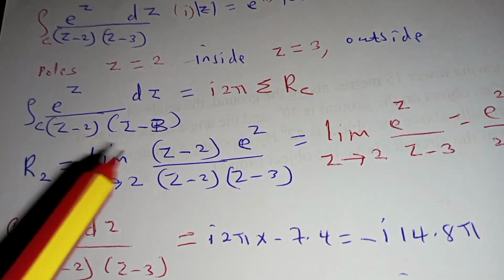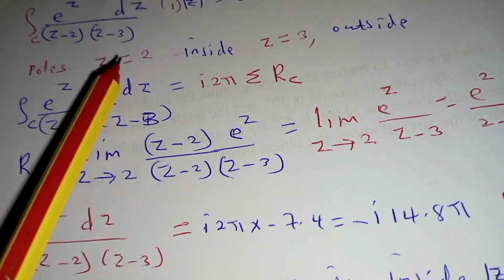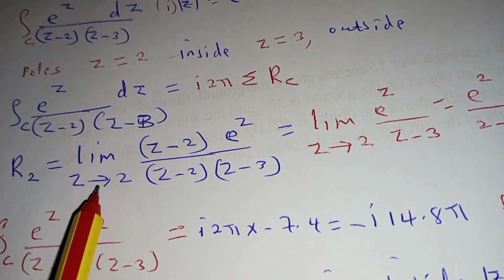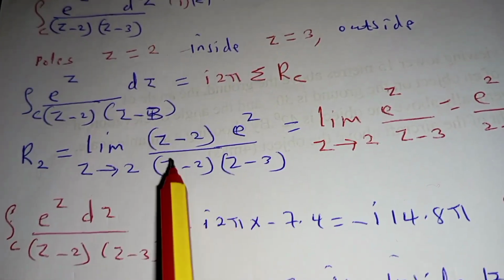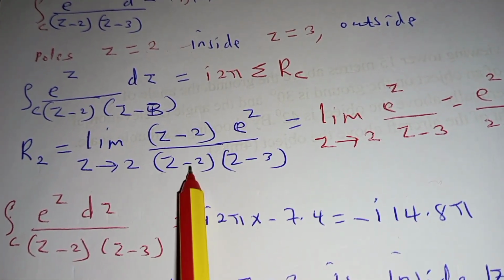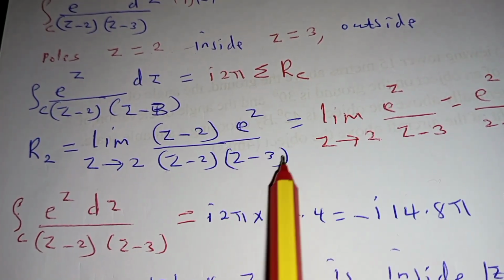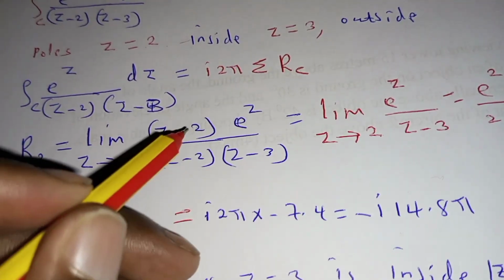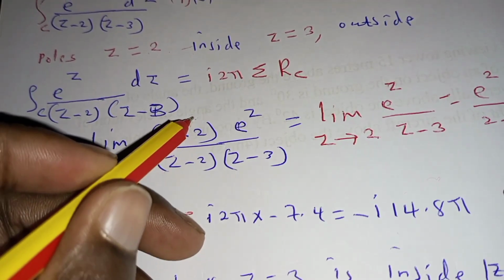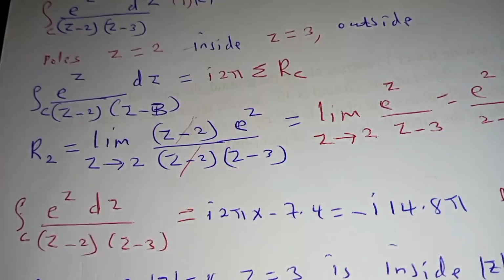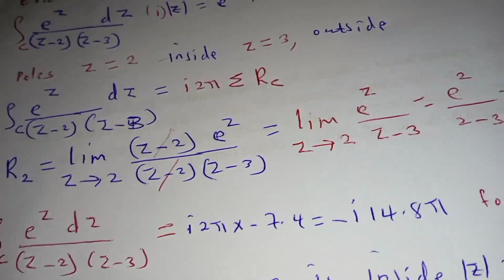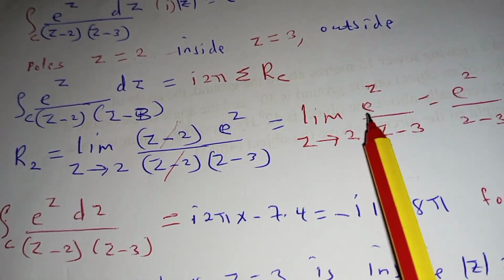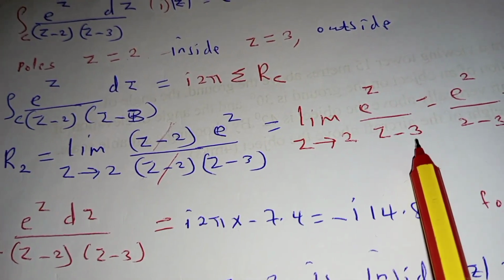We are going to first of all get the residue at the pole z is equal to 2, which is found by limit as z tends to 2 of z minus 2 divided by z minus 2 exponential z divided by z minus 3. Of course, z minus 2 will cancel out with that. And now you are going to be left with the limit as z tends to 2 exponential z divided by z minus 3.